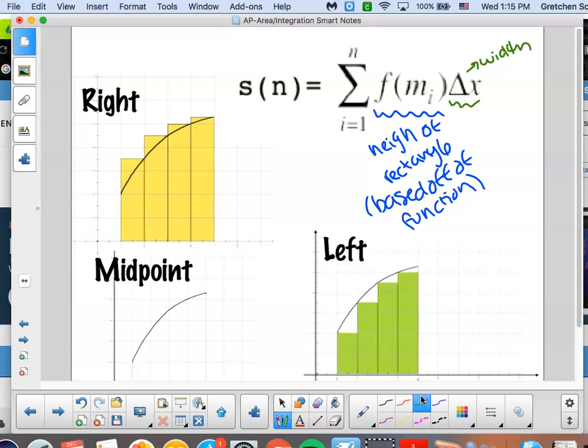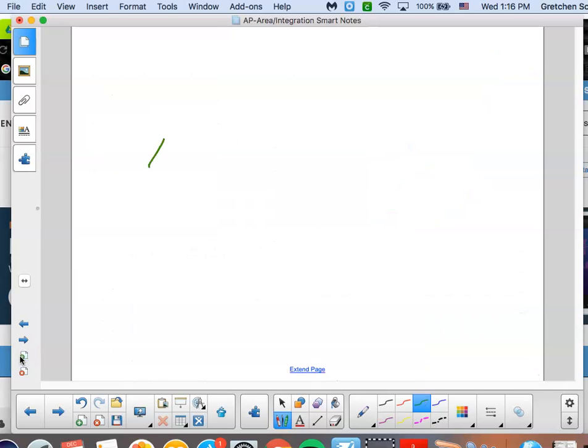Change in x. So what delta x ends up being is the width. And to make things simple for us, all of our widths are going to be the same. So when we make our rectangular partitions, when we make these rectangles, we're going to have all the rectangles be the same width. We're going to call that delta x. Since we want everything to be the same, the way you find delta x, I'm going to go to a new page.